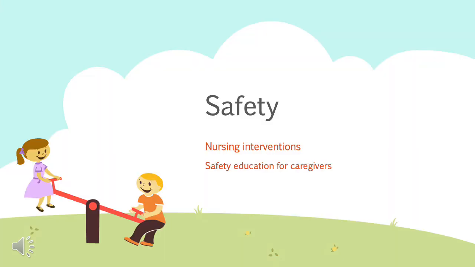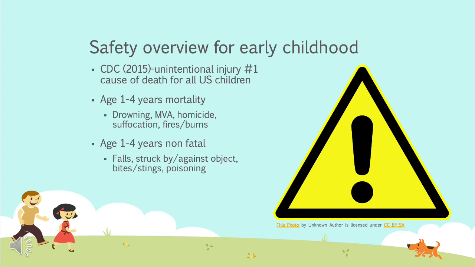Now we're moving on to a huge priority with early childhood and really pediatric nursing in general, and that's safety. So we're going to talk about nursing interventions and then also safety education for caregivers. Safety is a priority for every age group. The reason it's more important for this age group is because it is the number one unintentional cause of death in the U.S. for all children, according to the CDC's 2015 release.